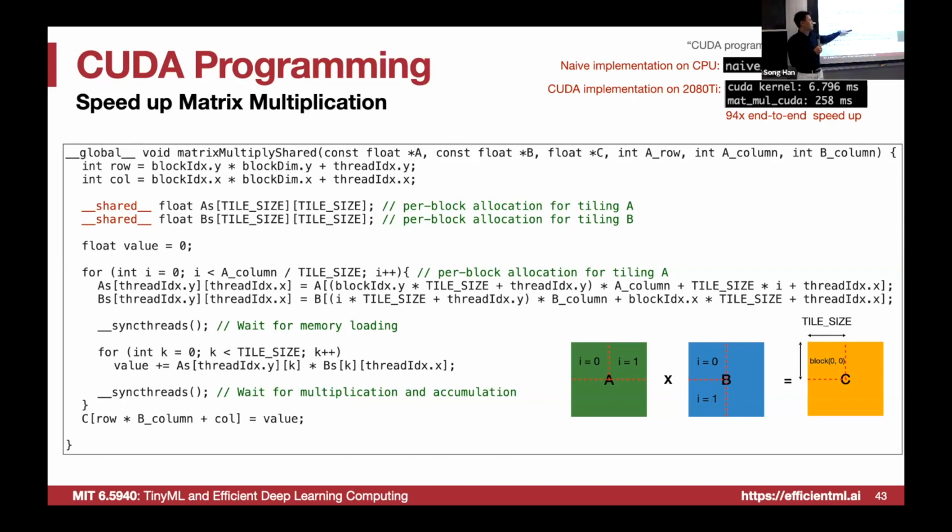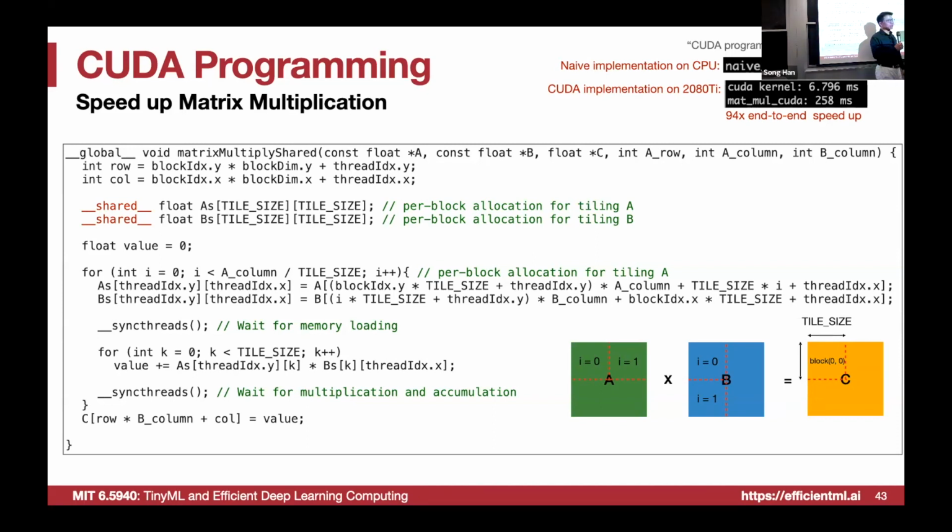And we wait for the memory loading. Make sure all the threads have finished loading the memory for a chunk of data, so that we have good locality here. And finally, we do the accumulation by multiplying A and B together and storing it to the value. Finally, we wait for the multiplication and accumulation to finish across all the threads by calling this synchronize over the threads.